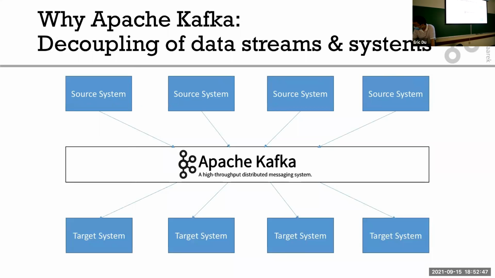So how do we solve this? Well, this is where Apache Kafka comes in. So Apache Kafka allows you to decouple your data streams and your systems. So now your source systems will have their data end up in Apache Kafka, while your target systems will source their data straight from Apache Kafka. And so this decoupling is what is so good about Apache Kafka, and what it enables is really, really nice.